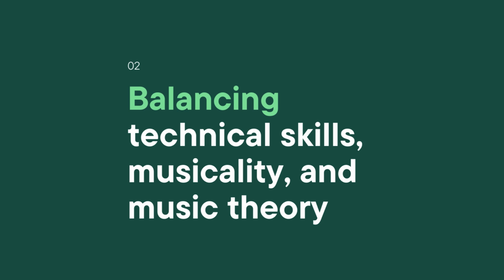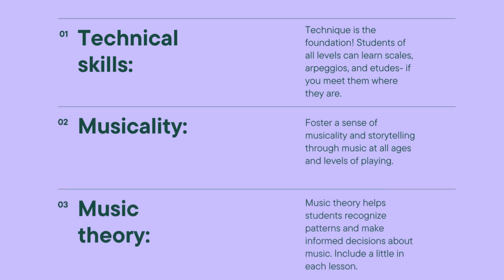Balancing technical skills, musicality, and music theory. Technical skills. Technical skills form the foundation of musical proficiency. Lessons should include exercises that develop technique, such as scales, arpeggios, and etudes. These exercises improve dexterity, precision, and control in their playing. Ensuring that technical practice is a regular part of each lesson helps your students build a strong technical foundation. Remember, you can include all of these things for lessons with students of all levels and abilities, just at various stages. For example, 1 octave scales versus 3 octave scales.